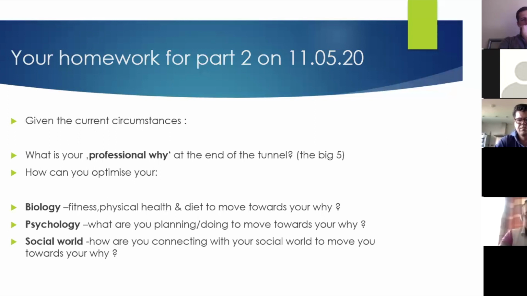And last but not least, in connection with that, your social world. How are we swapping ideas? Is it a WhatsApp group? Is it a private Facebook group? Who are you connecting with to help you to go forward? And there's never been a better time to connect to people beyond your circle, because everyone seems to have time at the moment. Everyone's indoors.